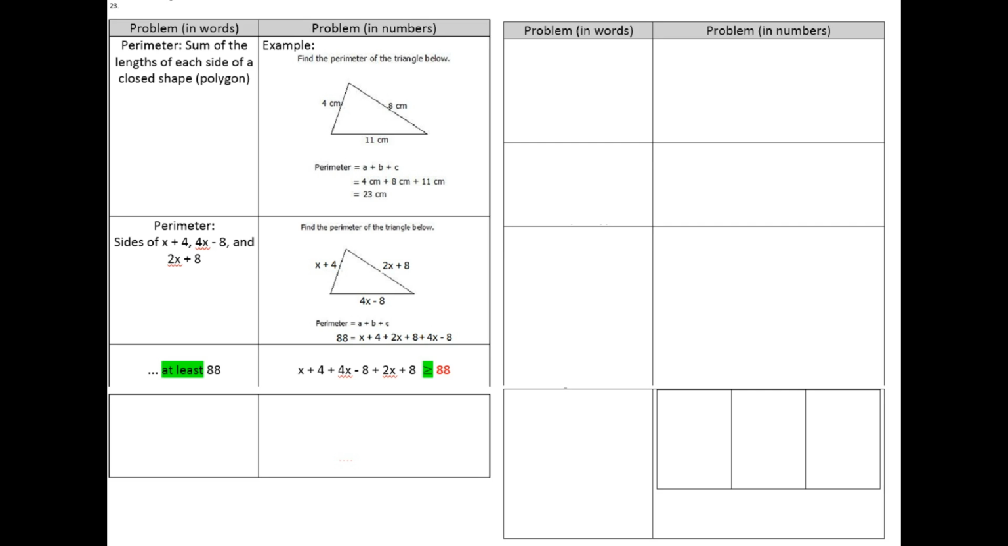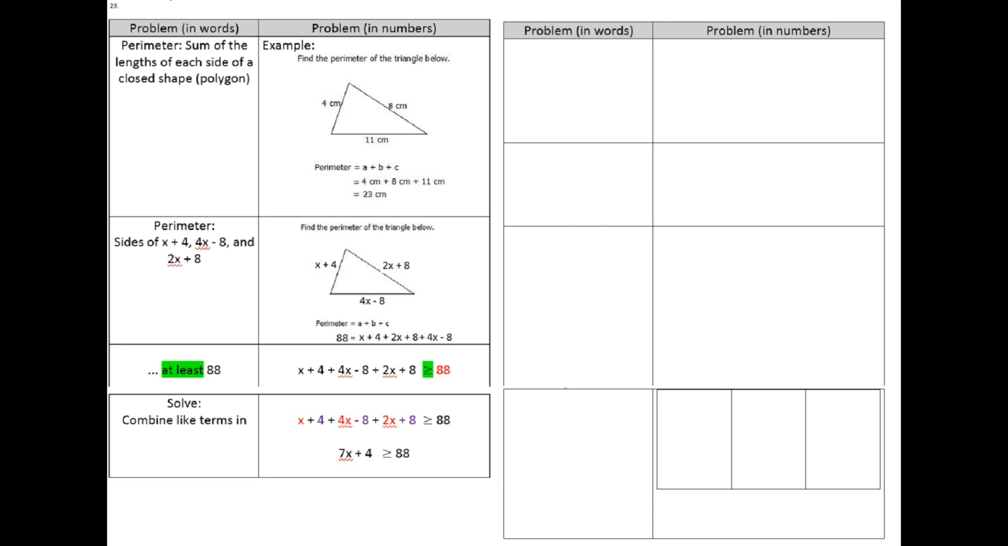So we have x plus 4 as one side, 4x minus 8 as your second side, and 2x plus 8 as your third side. And we know the perimeter is at least 88. That means it's greater than or equal to 88. x plus 4 plus 4x minus 8 plus 2x plus 8 is greater than or equal to 88. So here's where we begin to actually solve the problem. Now, what we have to do next is to combine all our like terms. So we're going to combine our numbers, and I put those in purple, and we combine our variables. I put those in red.